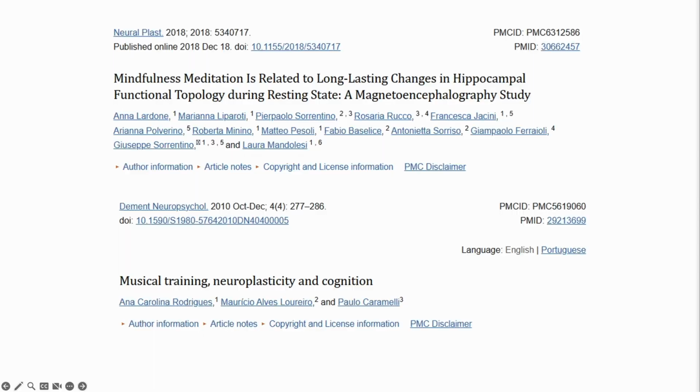And we know that through physical therapy, rehabilitation, but things that perhaps you haven't heard before, mindfulness and meditation is related to long-lasting changes in hippocampal functional topology in resting state. And that was a study done in multiple sclerosis. And last but not least, musical training, neuroplasticity, and cognition is a great article that looks at how through music therapy you can reorganize and retrain those neurons in the brain.